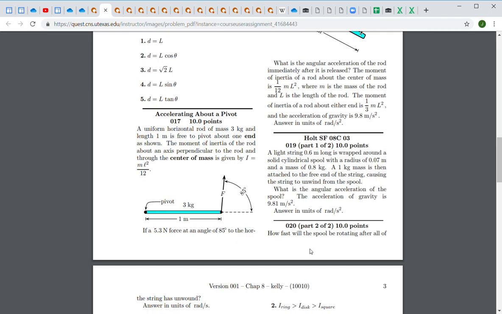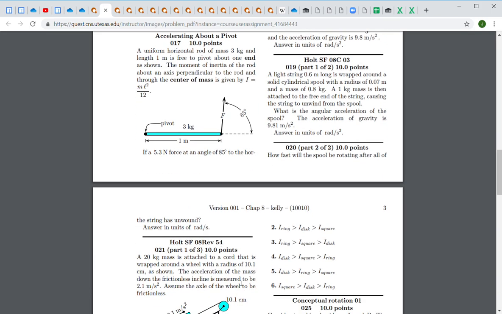And I'm losing track of what we were asked for here. How fast will the spool be rotating after all the string is unwound? So we know what our delta theta is, and we know omega initial is 0. We want to find omega final. So we can use our omega final squared equals omega initial squared plus 2 alpha delta theta. Through some effort, we found alpha above. We just discussed how to find delta theta, and we know omega initial is 0, and we want to find omega final by taking the square root there. And if we put everything in SI units, that'll be in radians per second.